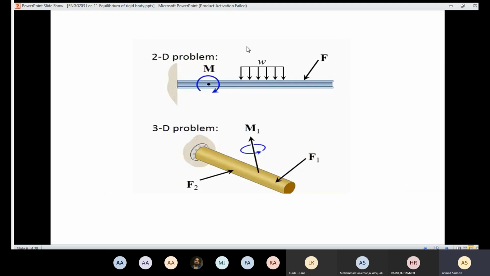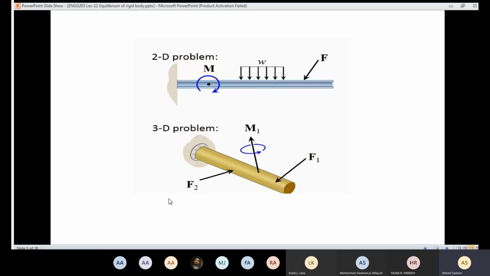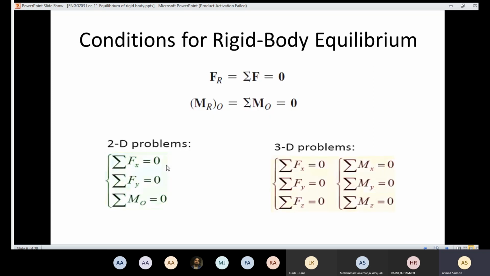So here, in a 2D problem, all the forces lie in the X and Y axes, and here we have a 3D problem. We have forces in X, forces in Y, and forces in Z. In a 2D problem, we are going to have three equations. In a 3D problem, we are going to use 6 equations.